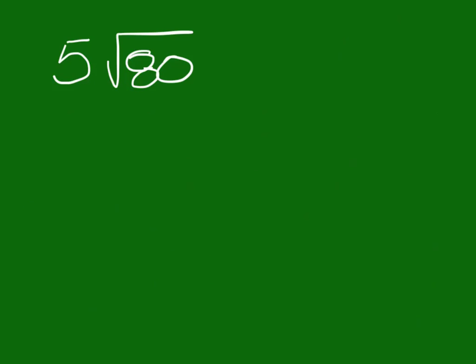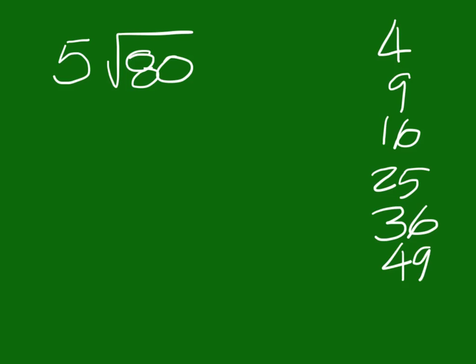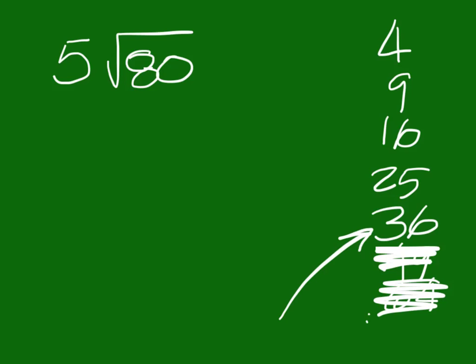Example number 2. It's 80. So remember, the perfect squares are 4, 9, 16, 25, 36, 49, 64, and so on. Half of 80 is 40. So we don't want to even look at anything higher than 40. Start at the perfect square below that, 36. Will 36 divide into 80 evenly? No. Will 25 go into it? No. What about 16? Yeah.